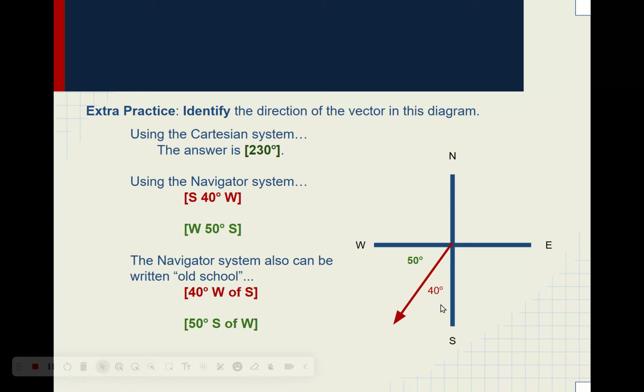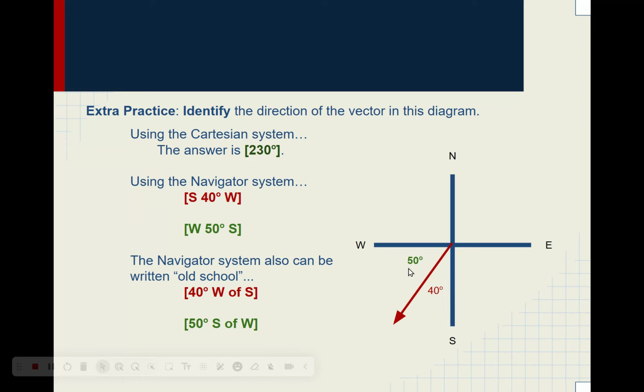If I was going to use the navigator system, and I was using this space right in here with the 40 degrees, I'm south 40 degrees west, because I'd be using south as my reference line, and I'm going 40 degrees towards west. I could also do that in the old navigator system as measuring from here still 40 degrees west of south. 40 degrees going towards the west, starting from south. 40 degrees west of south.